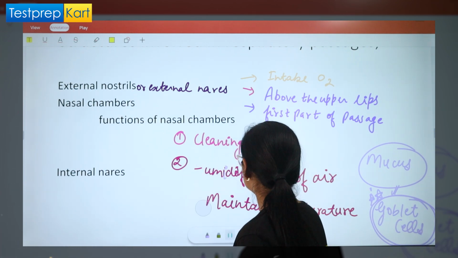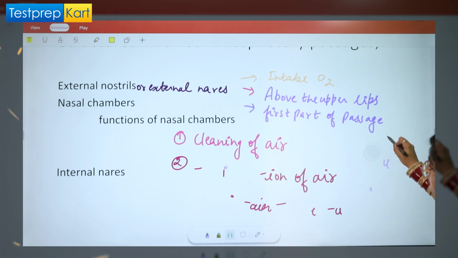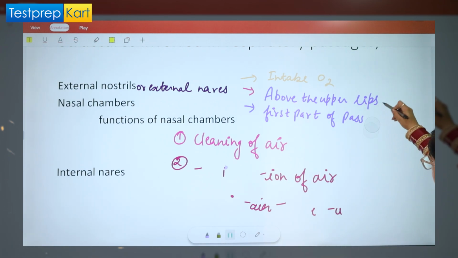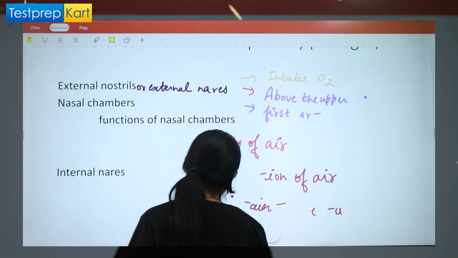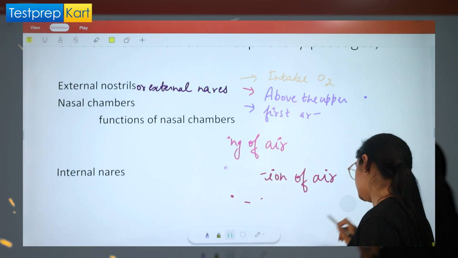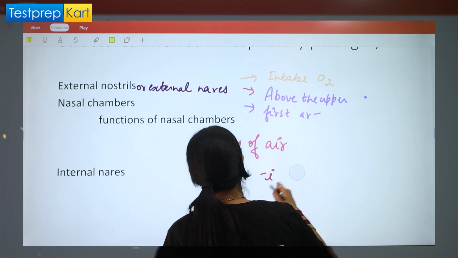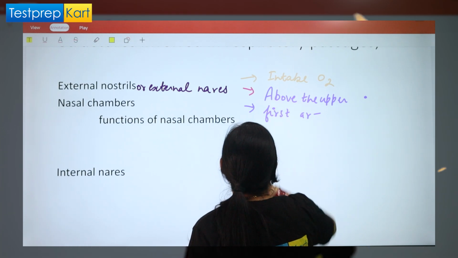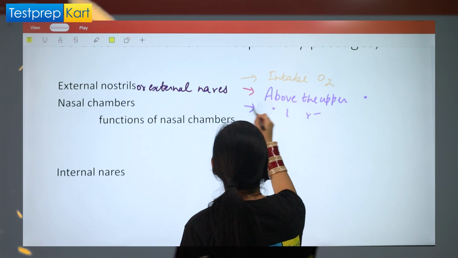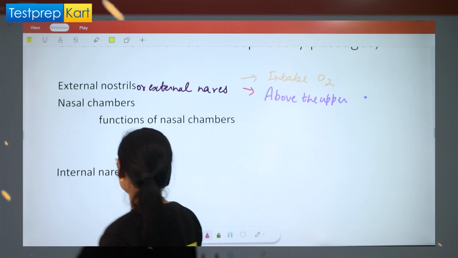Now, moving towards the internal layers. External layers, or nostrils, take the air and deliver it to the nasal passage, or nasal chamber, or nasal cavity. Now the air will move from the nasal cavity towards the internal layers, and from the internal layers it will move towards the other part of the respiratory passage, that is the pharynx, right? When we talk about internal layers, it is the posterior opening. Anterior opening is the external layers.